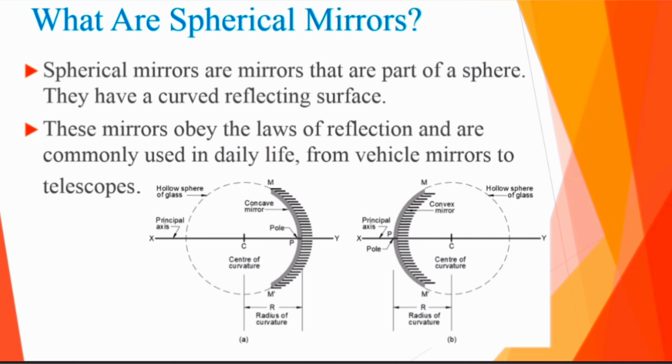There are two main types of spherical mirror: concave mirrors, which curve inward like the inside of a bowl, and convex mirrors, which curve outward like the back of a spoon. Even though the surface is curved, these mirrors still follow the laws of reflection. That is, the angle at which light hits the mirror is equal to the angle at which it bounces off. That is, the angle of incidence is equal to the angle of reflection.